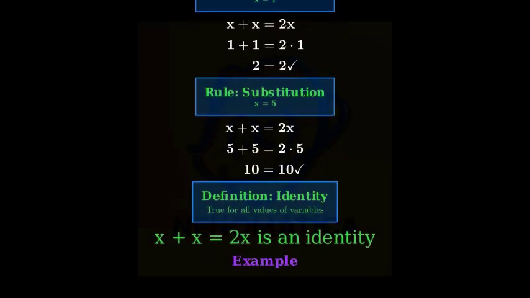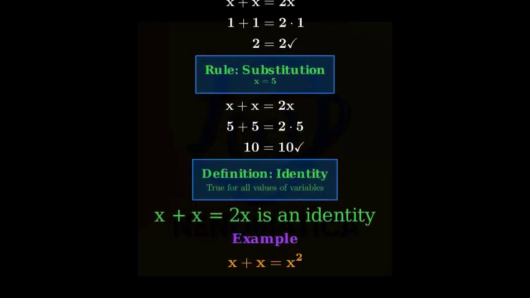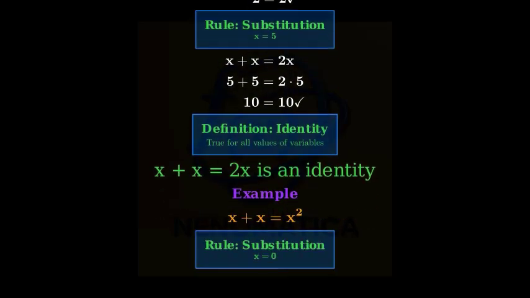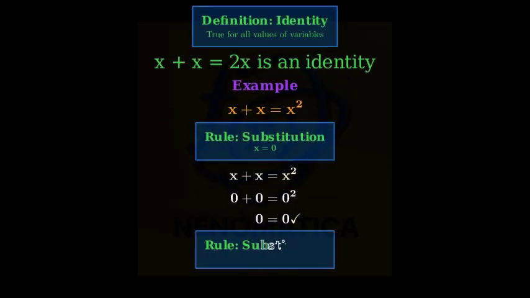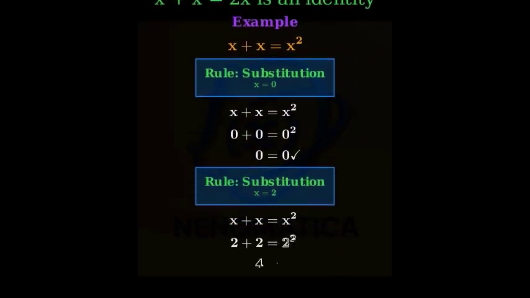Let's analyze our second example. The equation is x plus x equals x squared. Again, let's test this equation with different values of x to see if it's an identity. If x equals 0, then the left side gives us 0 plus 0, which equals 0. The right side gives us 0 squared, which is also 0. So the equation is true for x equals 0. If x equals 2, then the left side gives us 2 plus 2, which equals 4. The right side gives us 2 squared, which is also 4. So the equation is true for x equals 2.